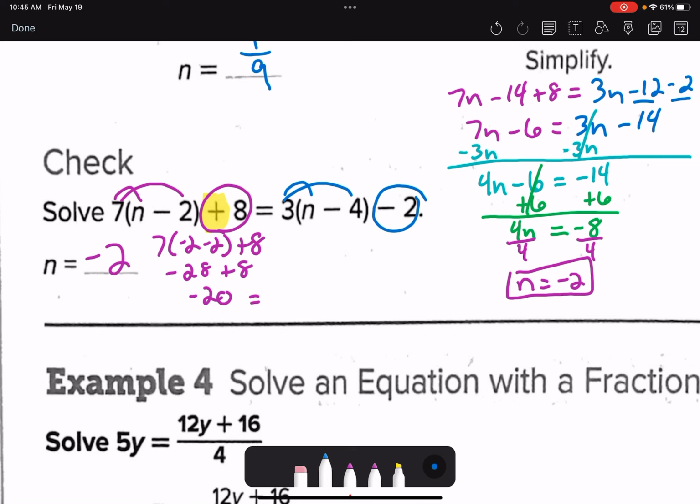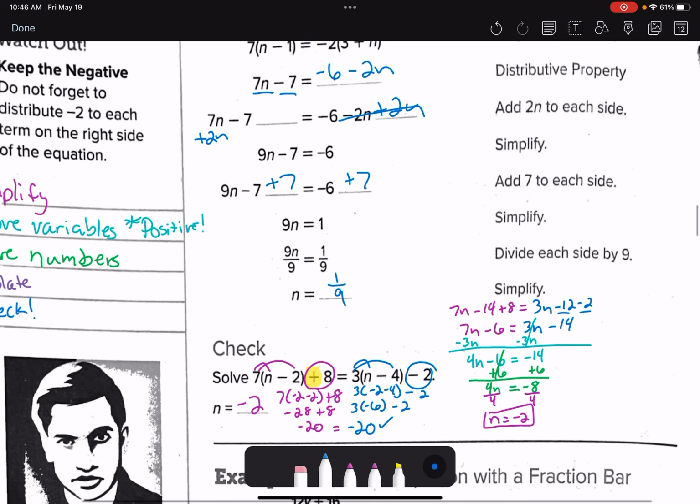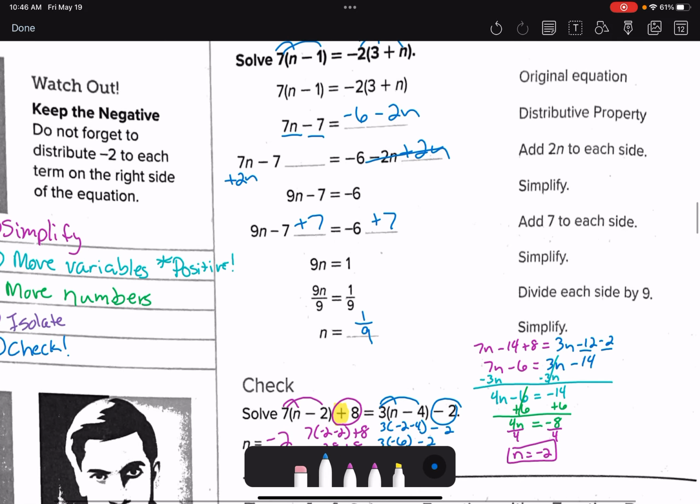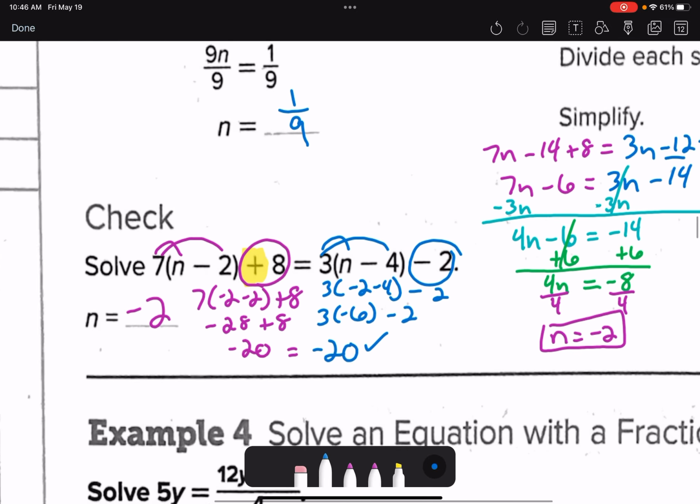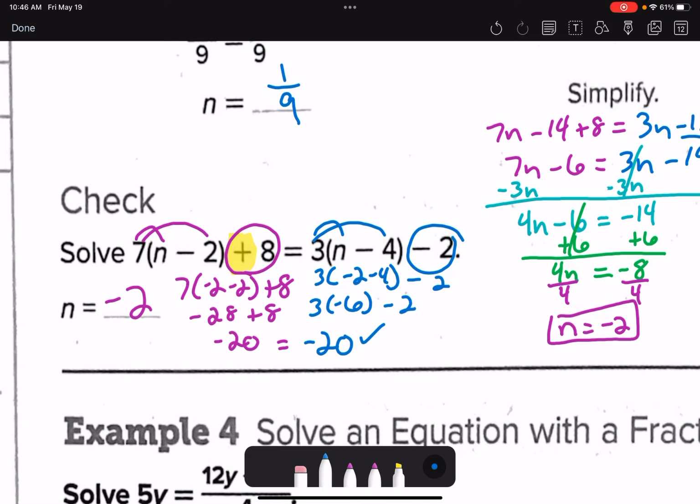So let's do the other side. 3 times negative 2 minus 4, minus 2. Negative 2 minus 4 is negative 6. So 3 times negative 6. 3 times negative 6 is negative 18. And negative 18 minus 2 is negative 20. They match and I am correct. And that's how you solve it when there is distribution involved in one or both sides, and how you solve when there are other operations outside of the distribution.